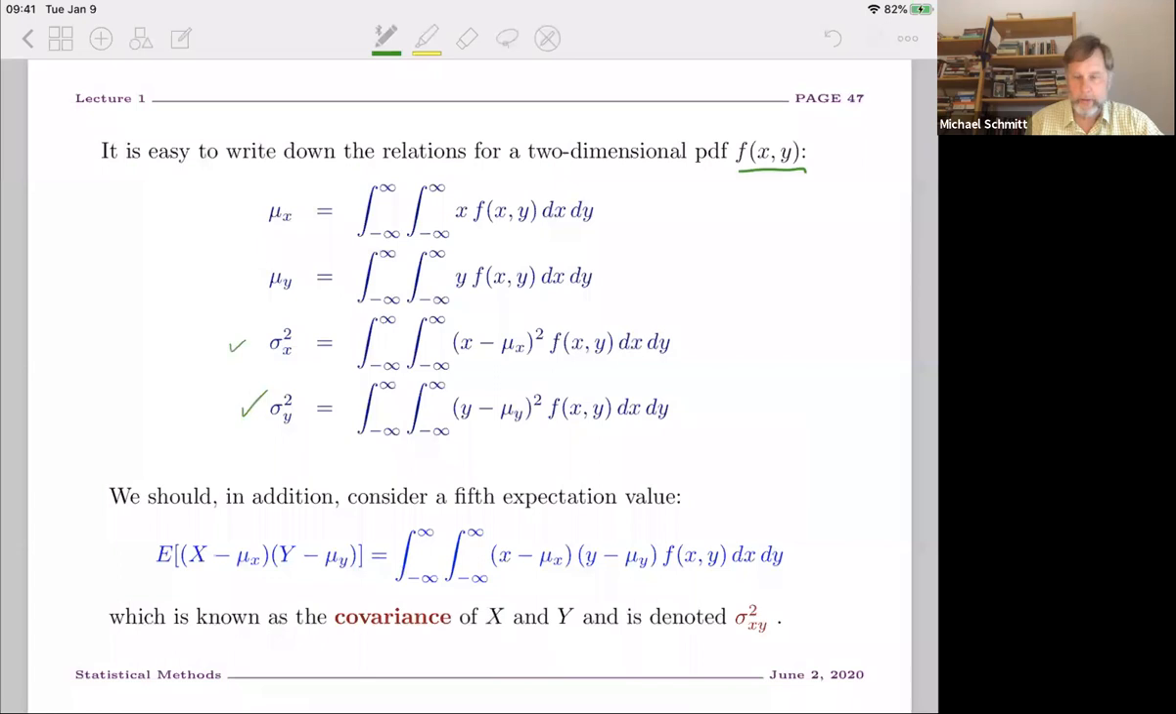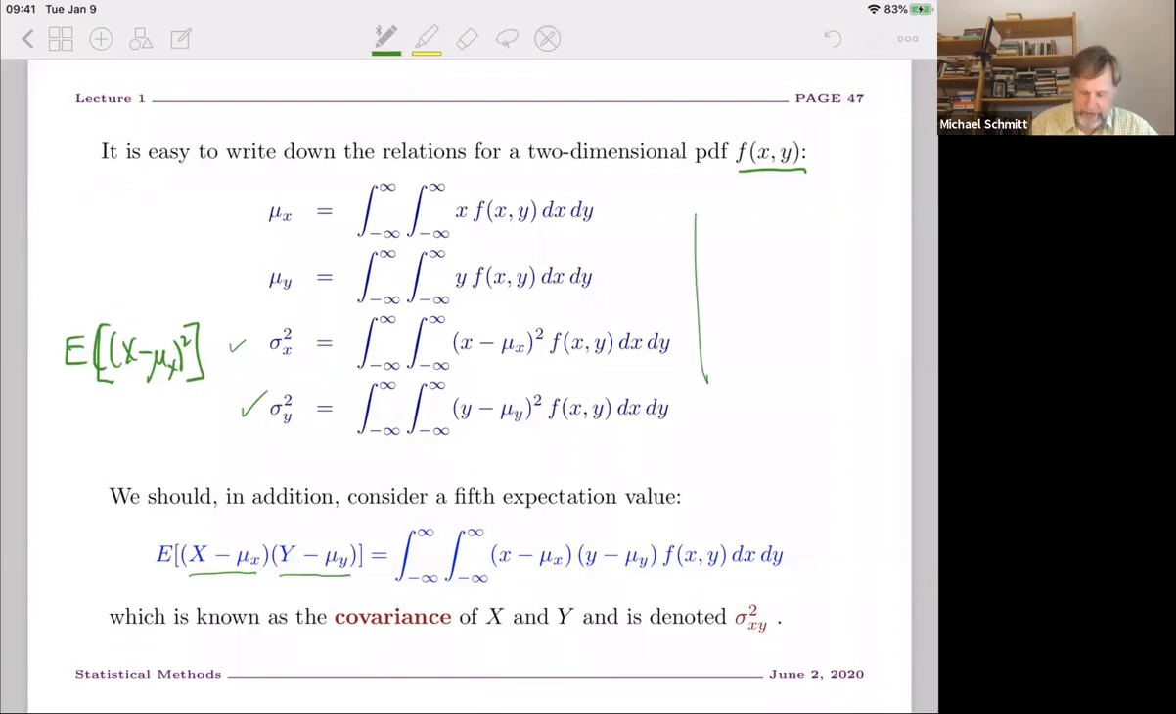And you would say, oh, okay, I'm done. But it turns out that when you have two dimensions like this, there's an extra fifth expectation value, where instead of having E of (x minus mu sub x) squared, we actually have the expectation value of x minus its mean times y minus its mean. So you kind of mix it up. It's like a cross term in a way, right? Written out explicitly for comparison to these ones up here.